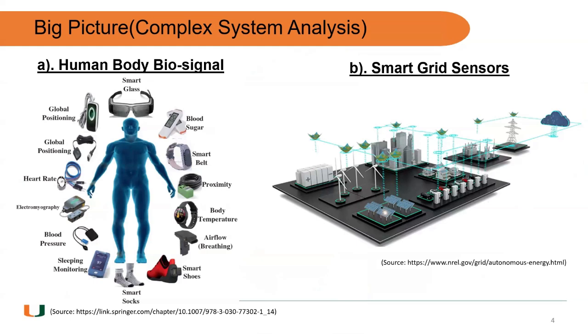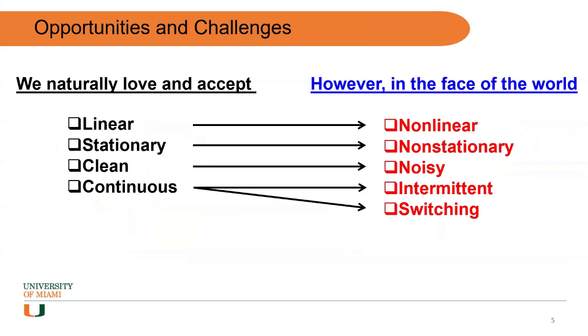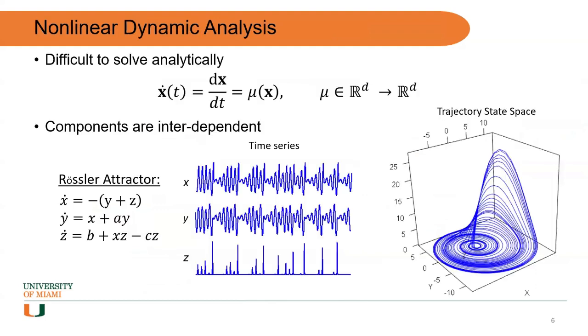As you know, complex systems are everywhere in our life. Our human body is a complex system. Nowadays, there are a lot of smart devices we are wearing that generate a lot of data for further analysis. And also in smart grid energy systems, there are a lot of sensors installed to continuously gather time series data. Conventionally, we prefer data that is linear, stationary, clean, and continuous. However, in the real world, the data are often nonlinear, non-stationary, noisy, intermittent, and switching.